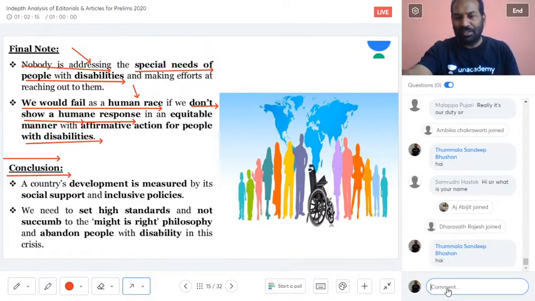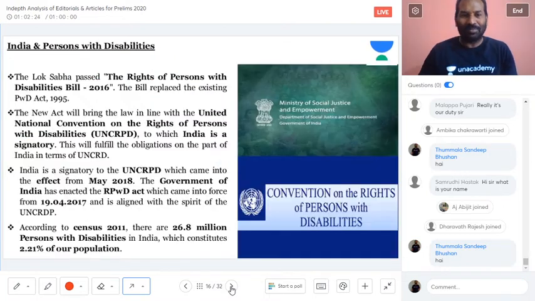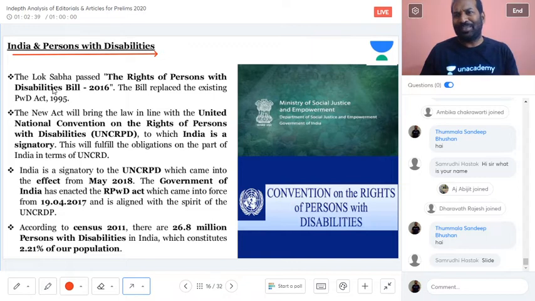And now, with your permission, I will go ahead with one topic which would be wound up in just 3 to 5 minutes. Now we will discuss India and persons with disabilities. This is very important from the prelims point of view 2020, because this is factual and analytical for prelims, especially prelims 2020.